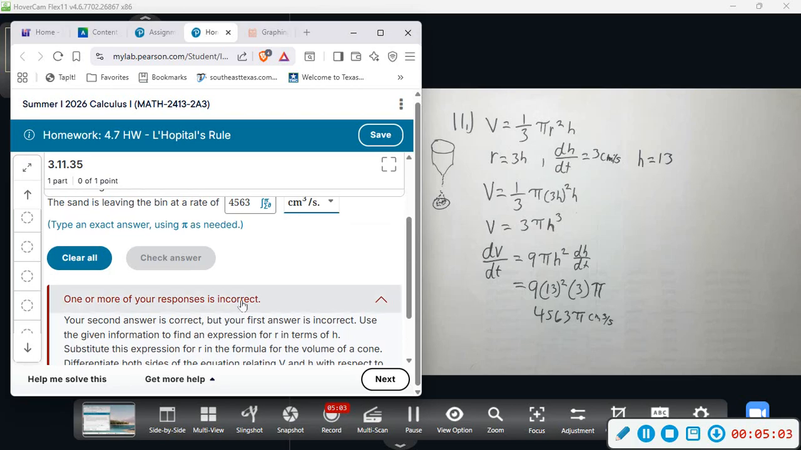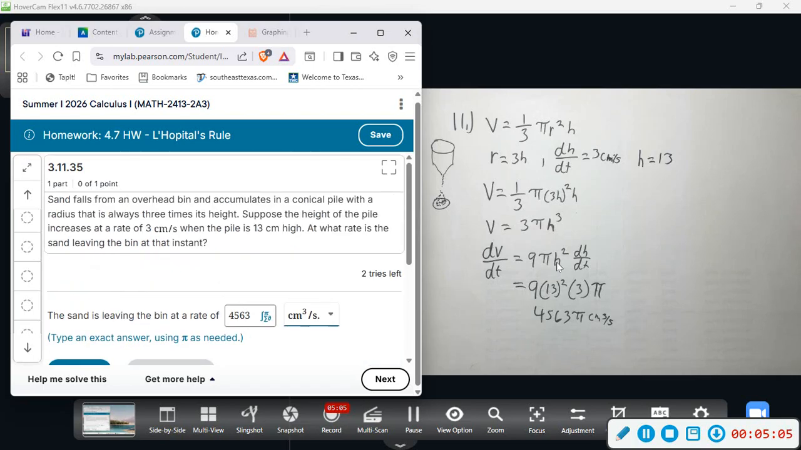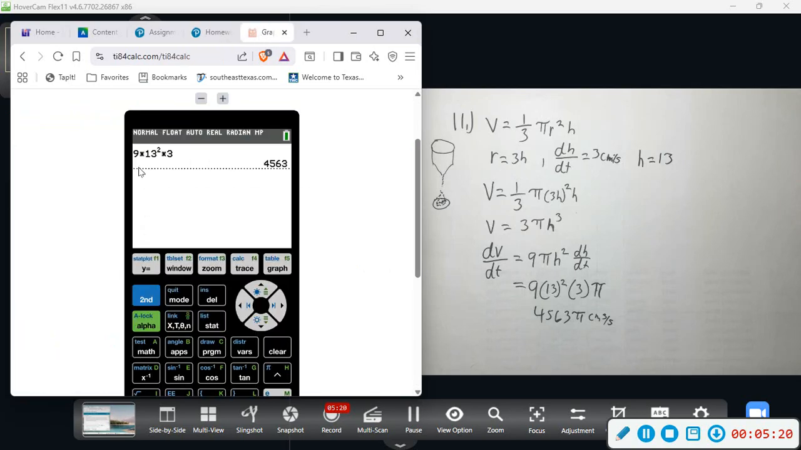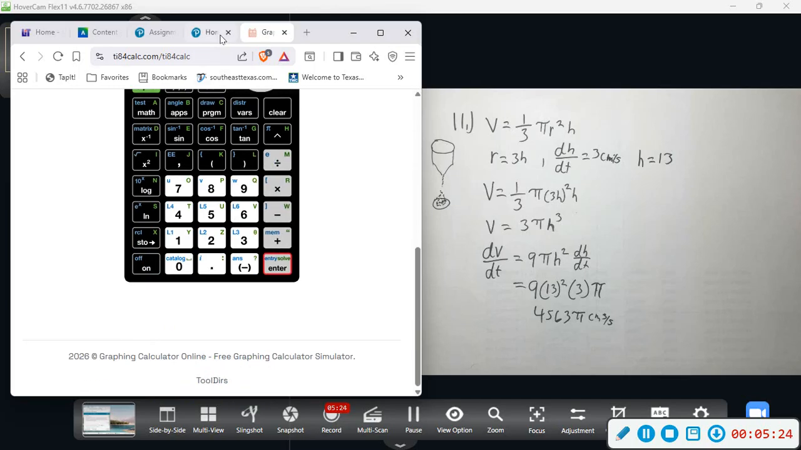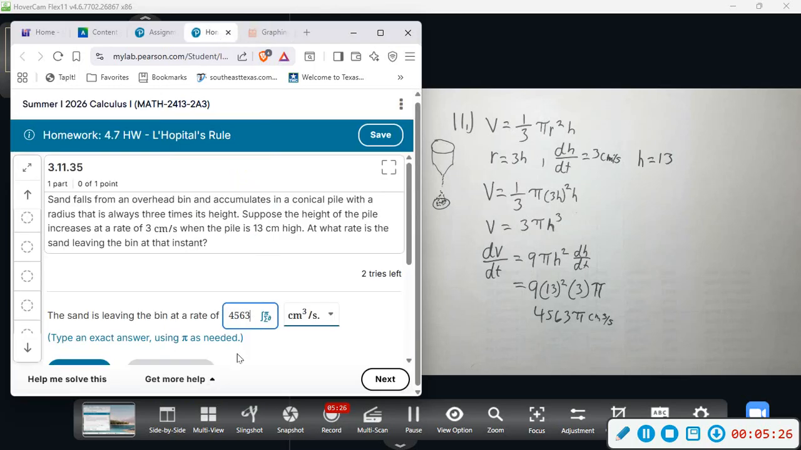Second answer is correct. First answer is not correct. Let me double check everything. Should be good. We have 3, 13, 9, 13 squared times 3. Oh, I didn't put pi on there. I left off the pi.